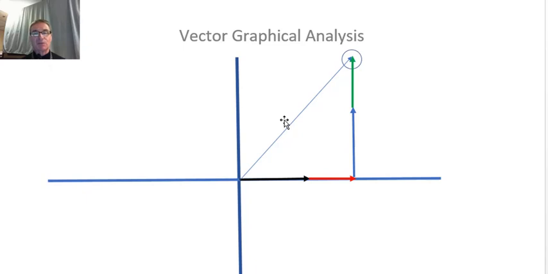When we analyze these algebraically, what we do is we take our resultant vector here and we break it down into x coordinates, our black and red vectors, and y coordinates, our blue and green vectors. This becomes very important when we want to analyze physics problems where we have to deal with vectors.